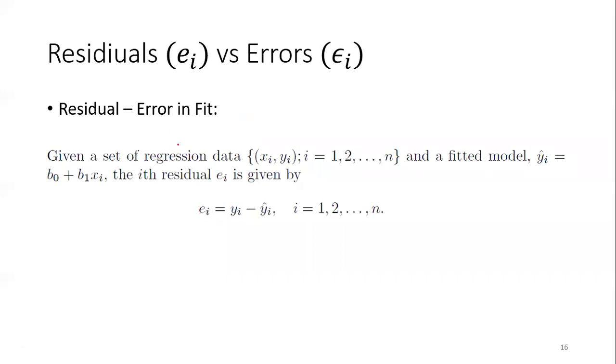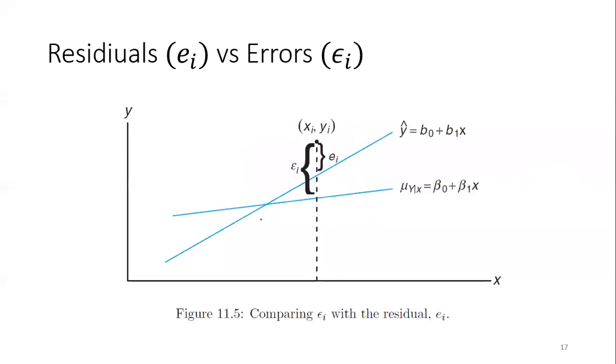Okay, so the ith residual, this is the definition of the residual, is given by the difference between the real value of that observation minus its predicted value. This is a good way to illustrate the difference between the error term and the residual. Assume you are given a set of data. This is the real hypothetic line that you don't know, because it's hypothetic. So what you do is estimate it using the data that you are given.